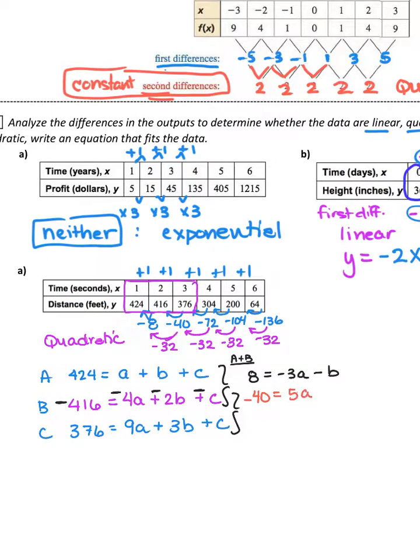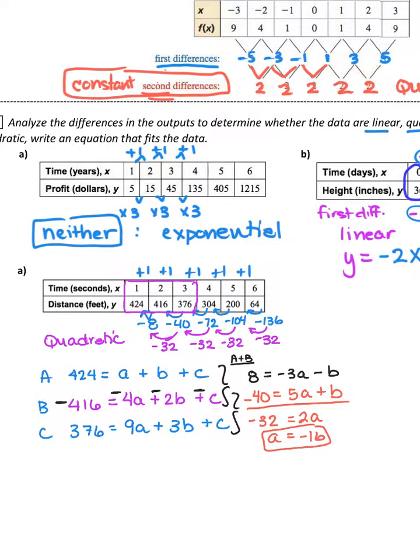3 minus 2 plus b. My c's are also gone. And notice I can also quickly get rid of my b because they're always going to be just one apart. So this will give me -32 equals 2a. So I know that a is going to be a -16.